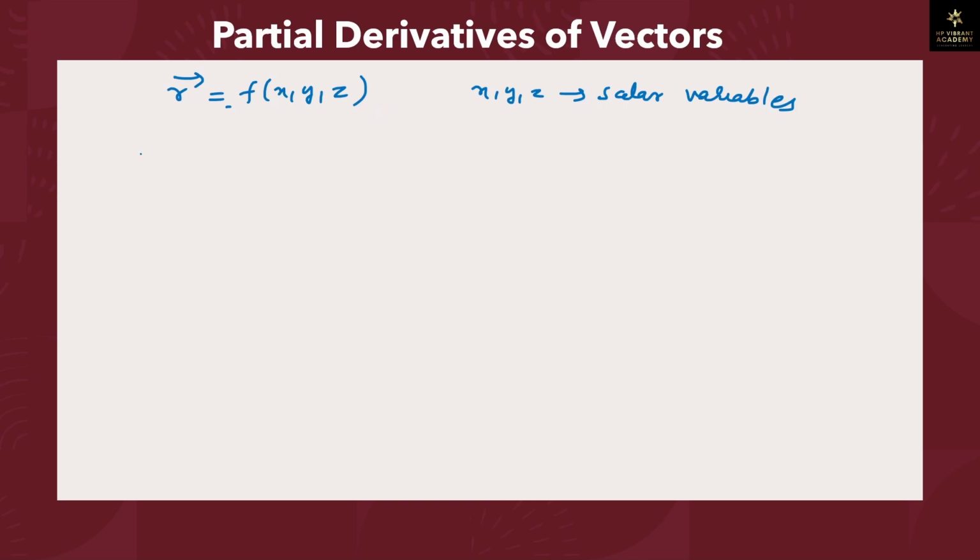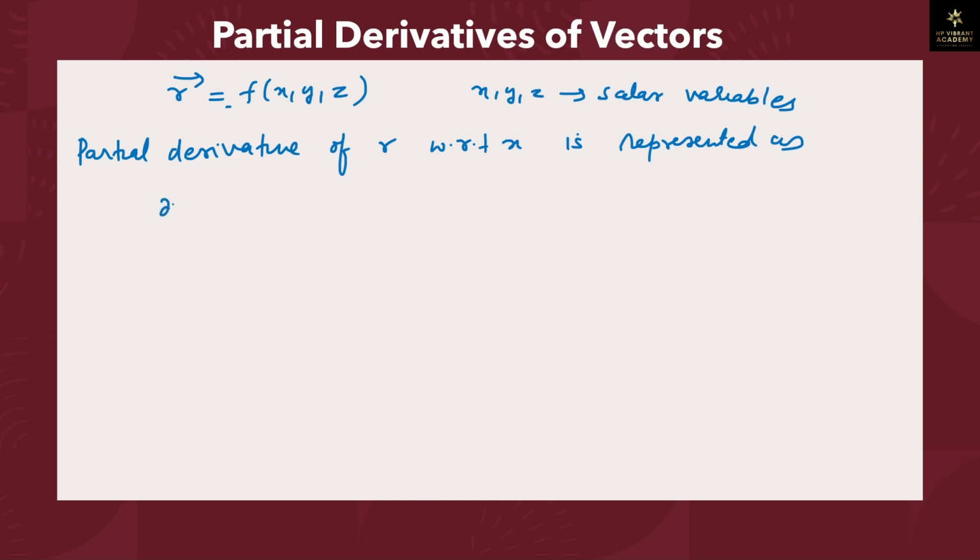How can we represent the partial derivative? Suppose we want to find the partial derivative of r with respect to x. How can we define this? The partial derivative of r with respect to x is represented as del r upon del x, which is equal to the limit as del x tends to 0 of f of, this is our function.